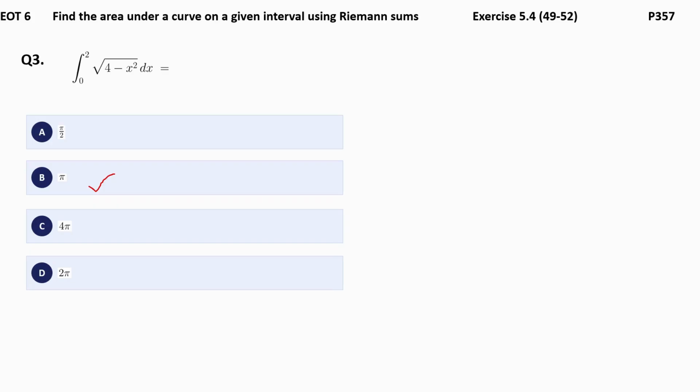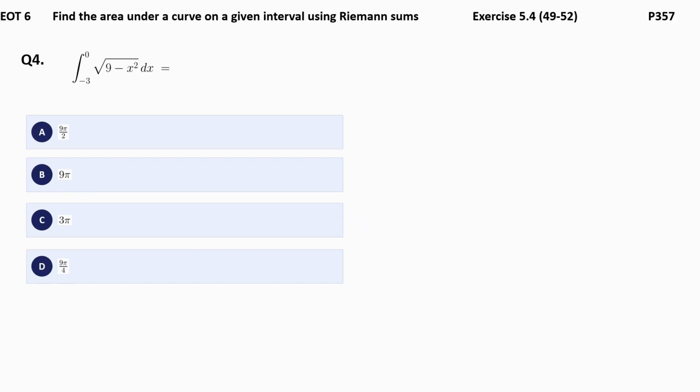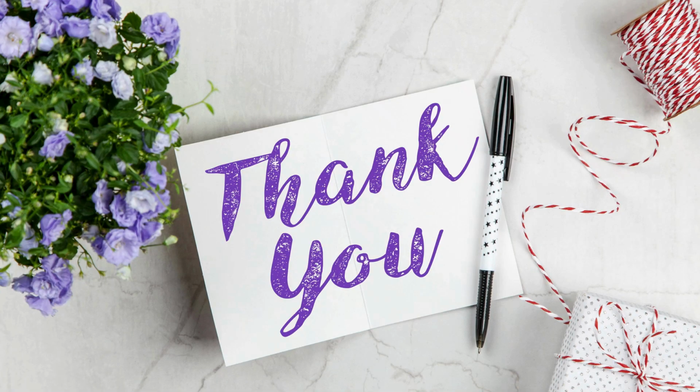See, in your calculator you will get it in decimals, okay? You can cross-check each option by entering it in the calculator, so whichever one matches your decimal value, you will mark that as your answer. So when you check option 4, the answer will be 9 pi by 4. That is option D. So that's all in this video.